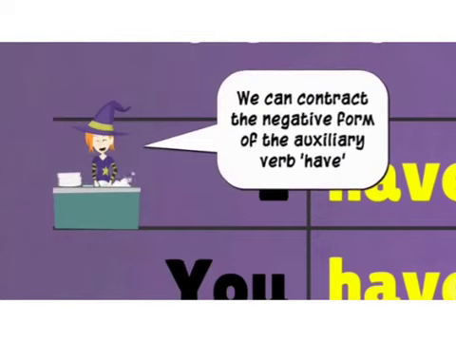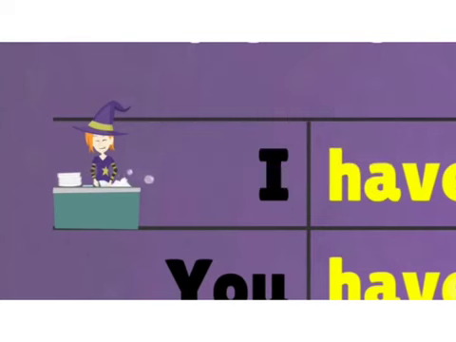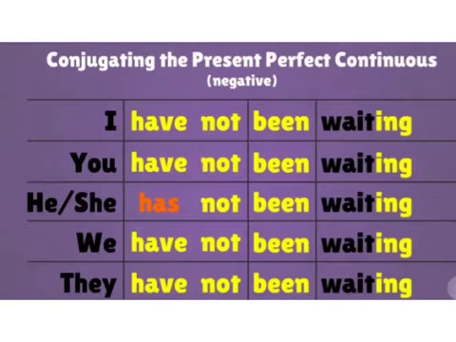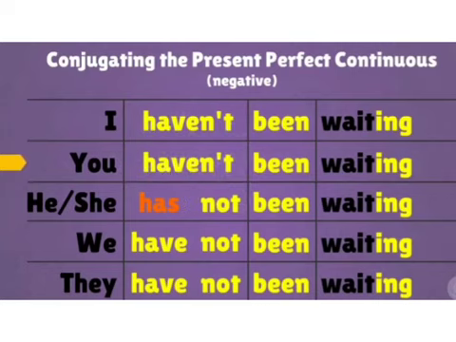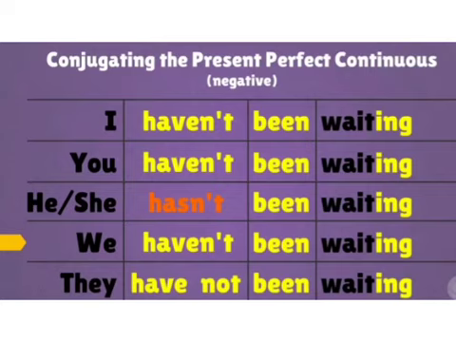Let's contract the auxiliary verb have for the negative form. Guess? Yes, have plus not is haven't. Come on, let's give it a try. I haven't been waiting. For the second one, guess it? Yes, again you're right. You haven't been waiting. Third one, he hasn't. Yes, he hasn't been waiting, and she hasn't been waiting. For we, yes, again right. We haven't been waiting. And for the last one, they haven't been waiting.